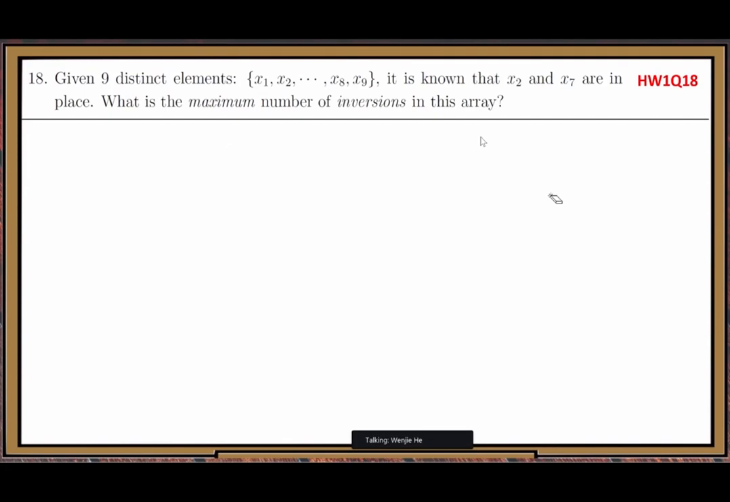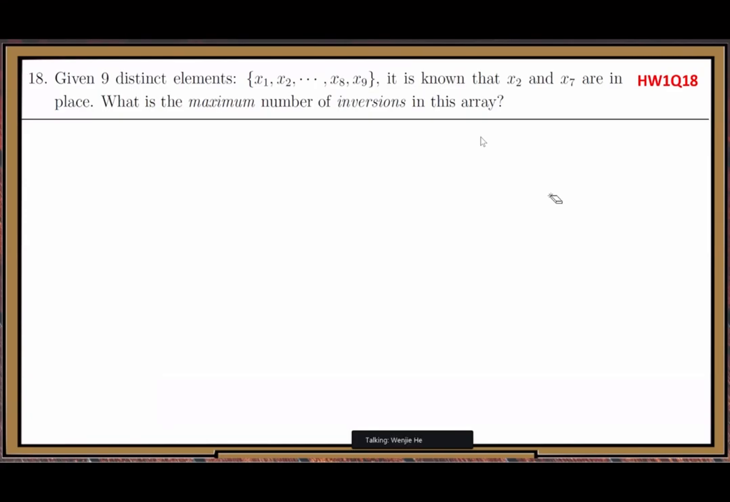We need to study the properties of inversions. So we need to apply our problem-solving strategies. All right. Problem-solving strategies. First, the condition.